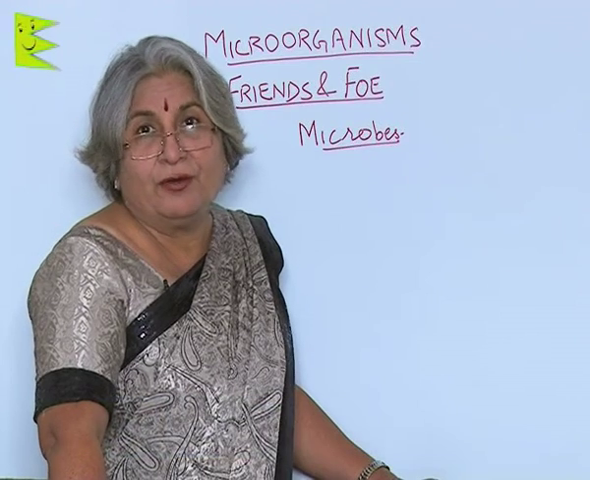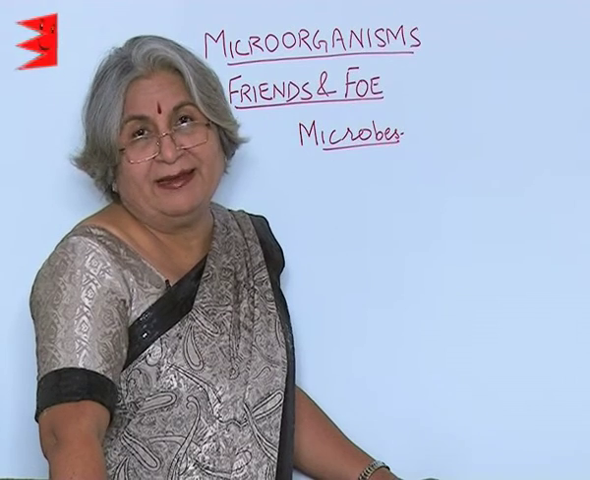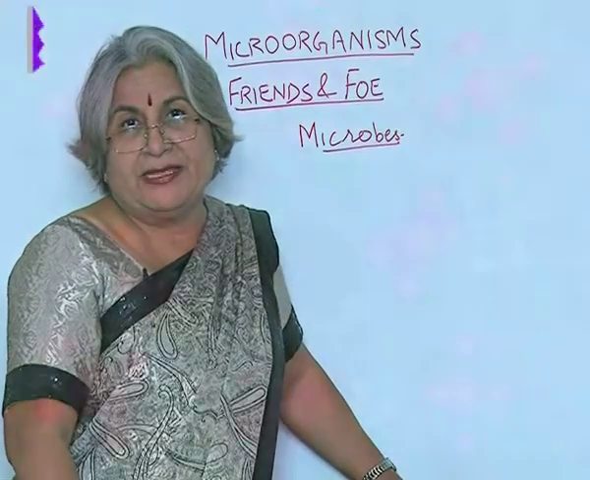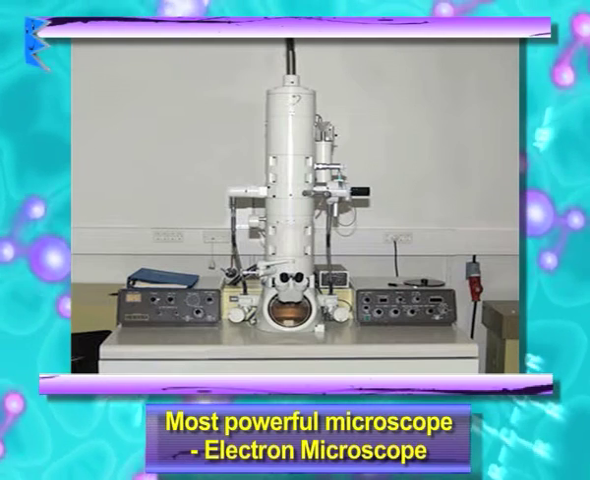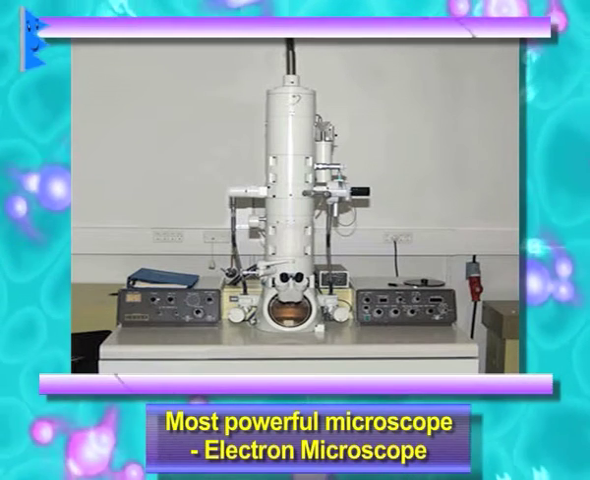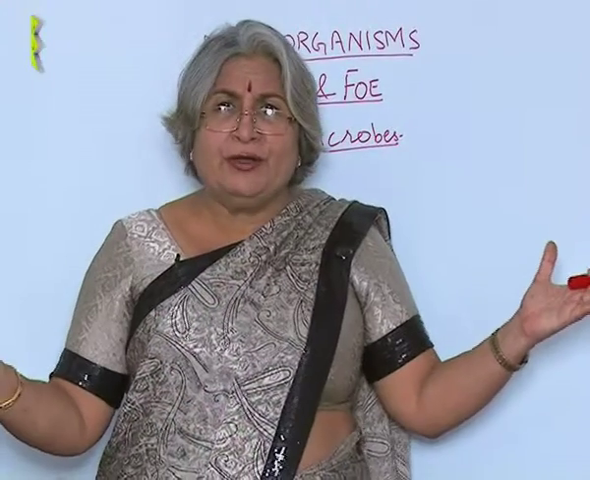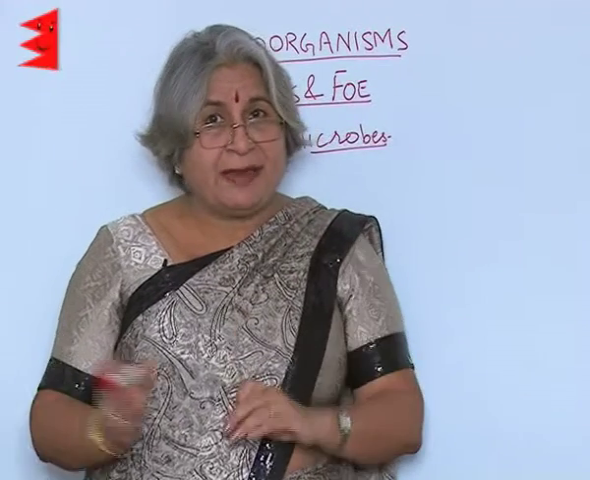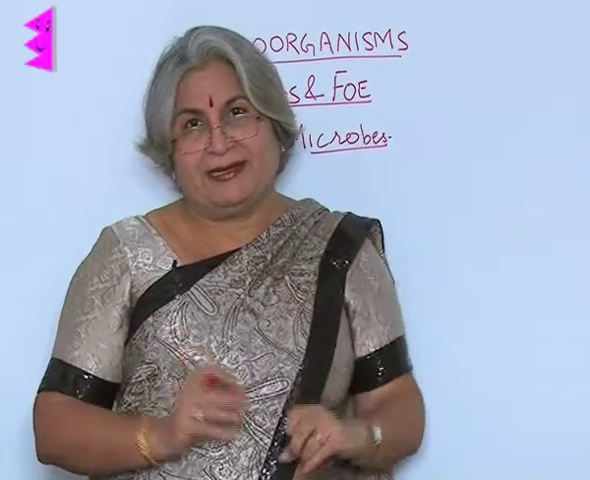Then came the crude form of microscope, and slowly we kept refining the microscopes, and today the most powerful microscope is the electron microscope, which helps us to see in detail even those parts which we cannot see under the compound microscope. So you see, it's a whole new world, the microbial world, and they are not all the same. They show a lot of variety, and broadly we can classify them into 4 categories.